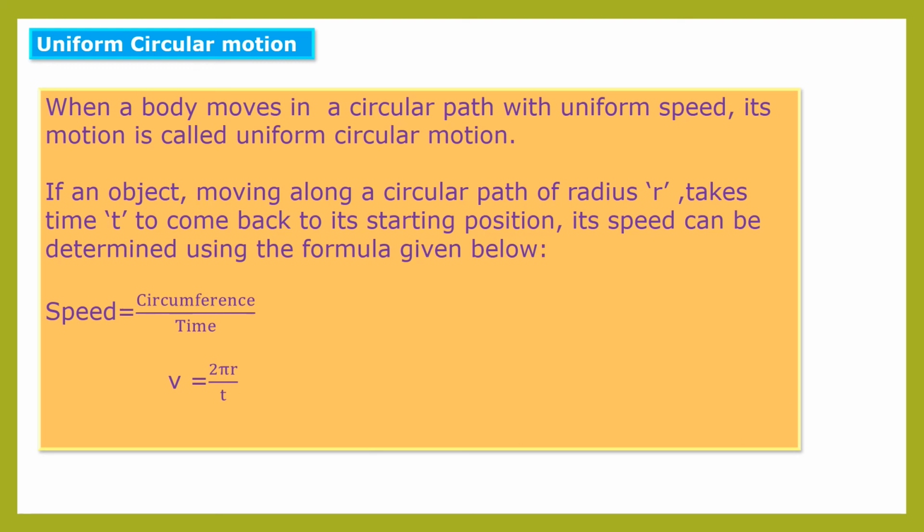If an object is moving along a circular path of radius r and it takes time t to come back to its starting position, then its speed can be determined with the help of a formula. Speed is equal to circumference upon time, because from the initial point the object comes to the final point, forming the circumference. Speed is denoted by v, and the circumference formula is 2 pi r. So the speed formula will be v equals 2 pi r upon t.